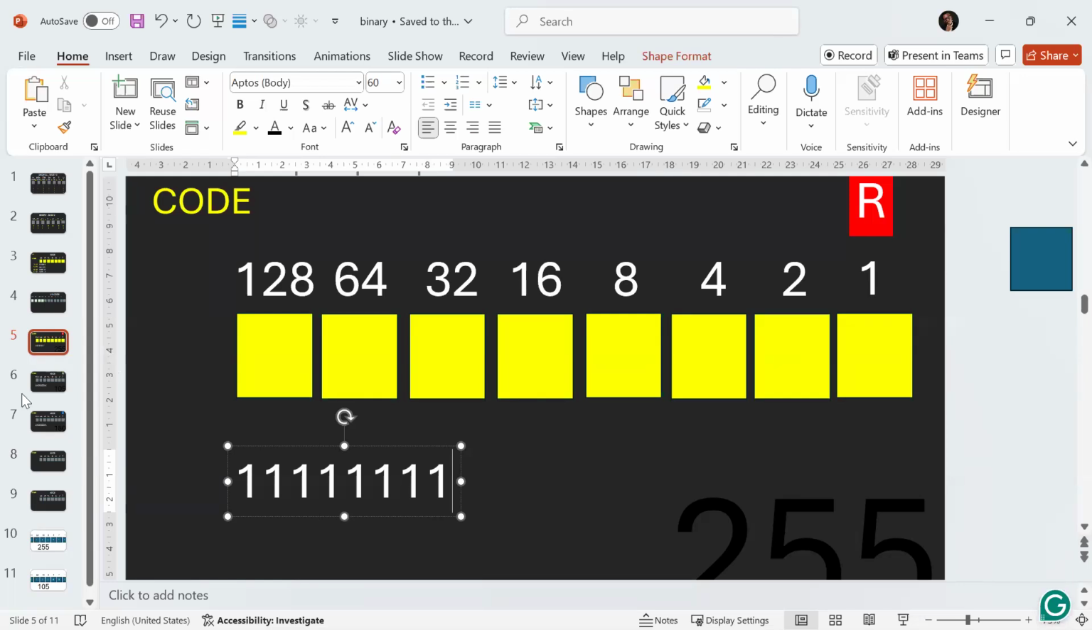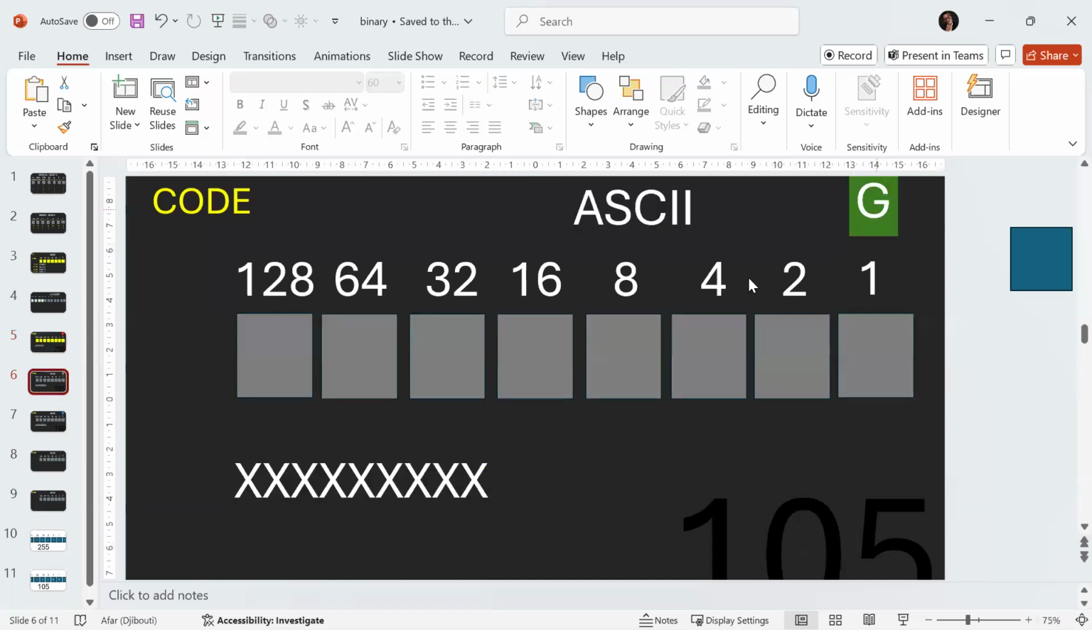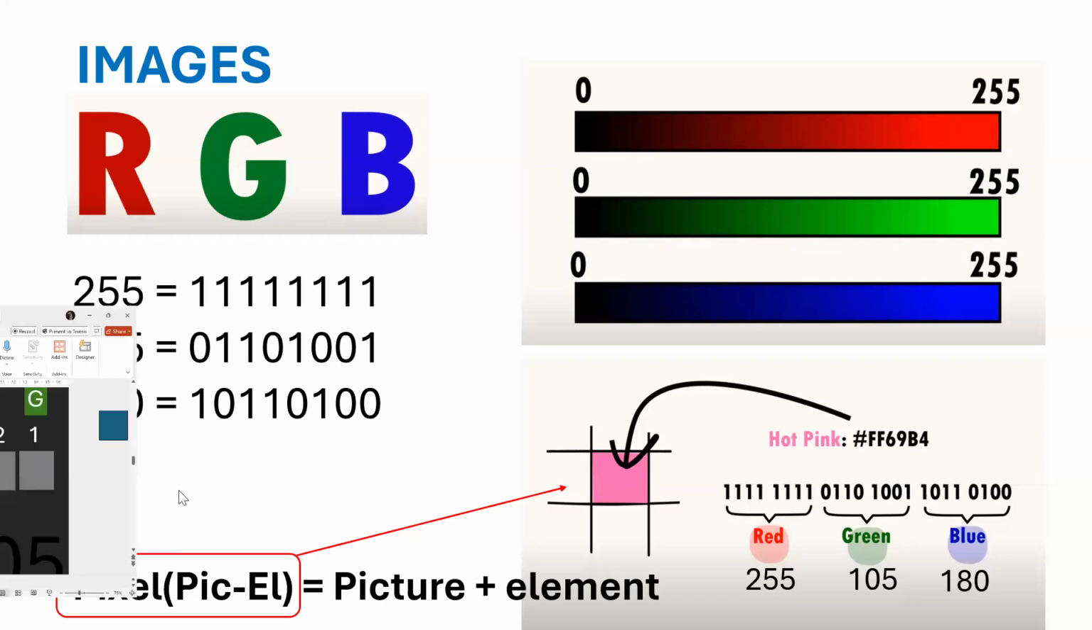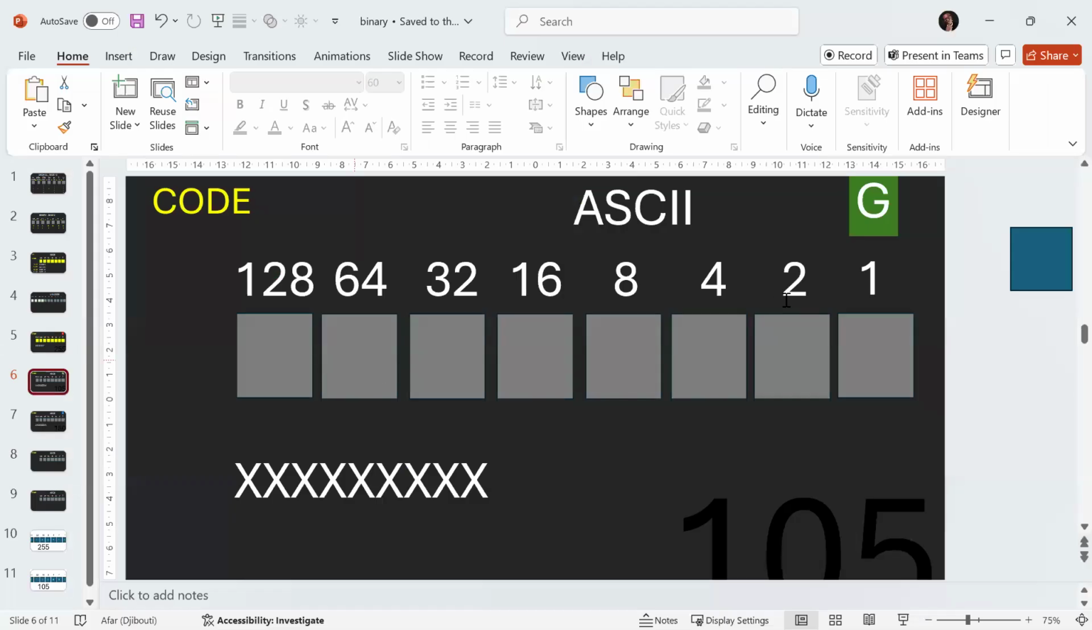Now, the next one is what? G. Okay, so let's go back to this. The G we are looking for now is 105. Okay, 105. If I go back to this again, you need to ask yourself, please, what combination of this can I do to get 105, so that you will understand where I'm coming from?